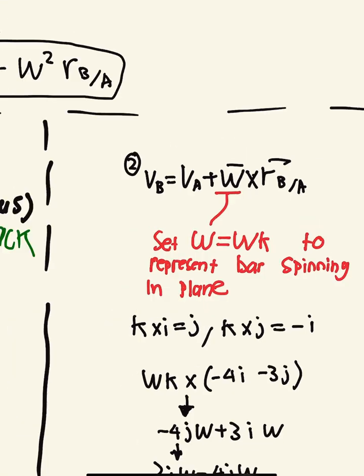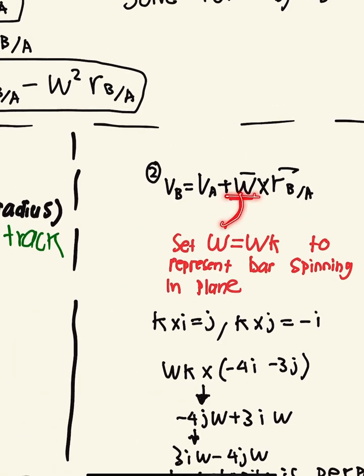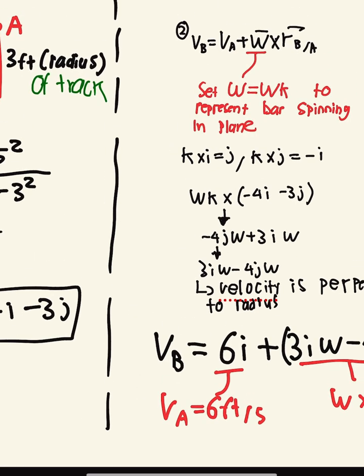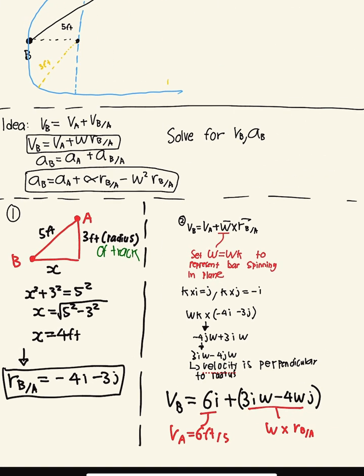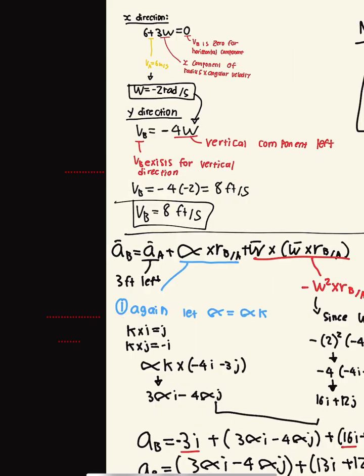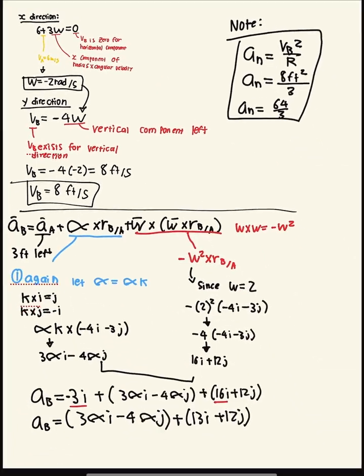Now, we're going to multiply the angular velocity times k, and we're going to perform a cross product, which we found out to be this. And we're going to be solving for x and y component.